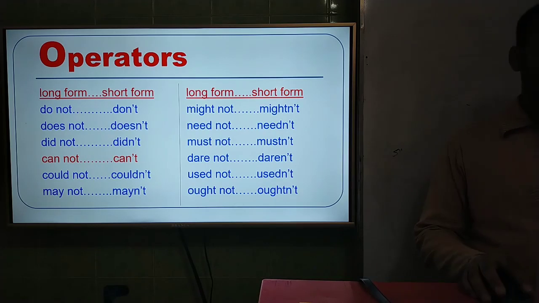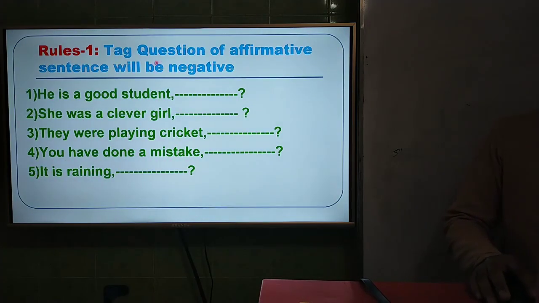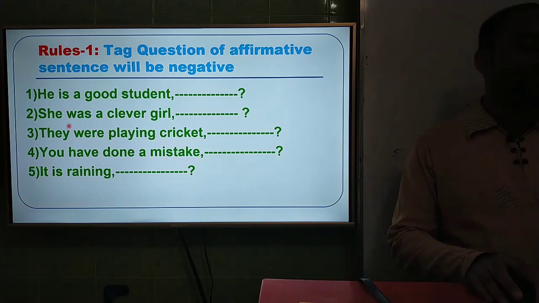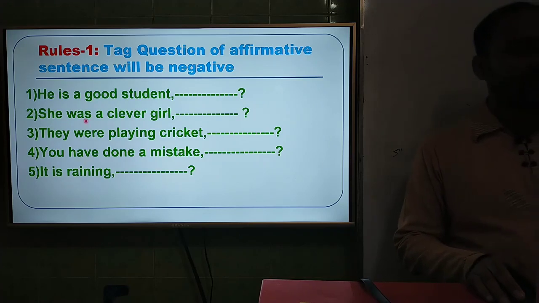So dear students, let's begin to discuss the rules of tag question. The first rule: tag question of an affirmative sentence will be negative, and I have discussed at first with you that if the sentence is affirmative, the tag question will be negative, and if the sentence is negative, the tag question will be affirmative. So here all 5 sentences are in affirmative form, so all tag questions will be negative.